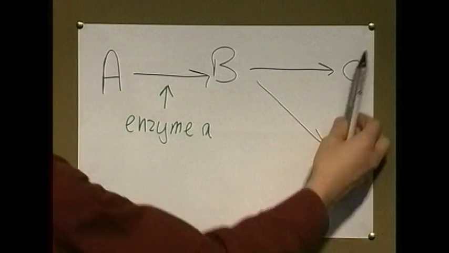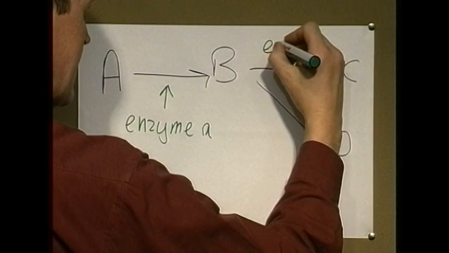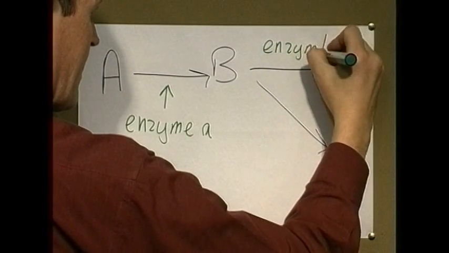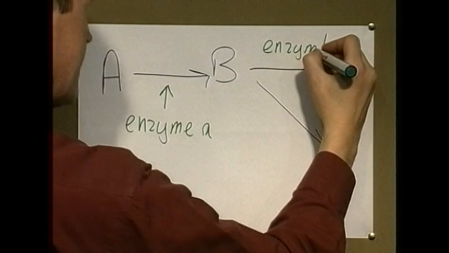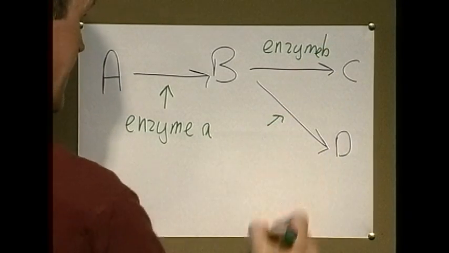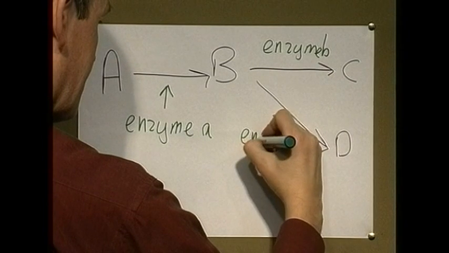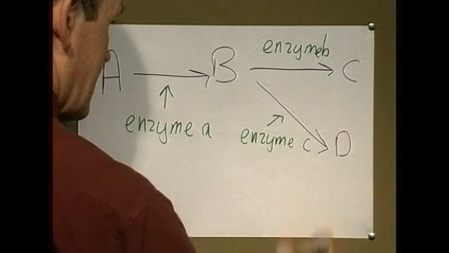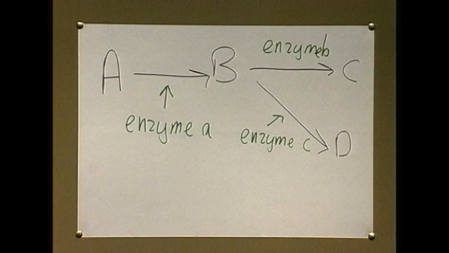For B to be broken down into C, you need enzyme B. And for this to happen, for B to be converted into D, we need another enzyme, let's call it enzyme C. So specific enzymes breaking down specific biological molecules. Enzymic action taking place largely in the biochemical factory of the body. The biochemical factory of the body is the liver.